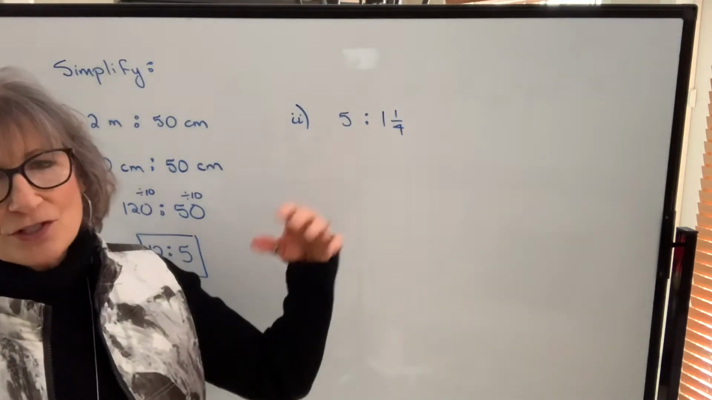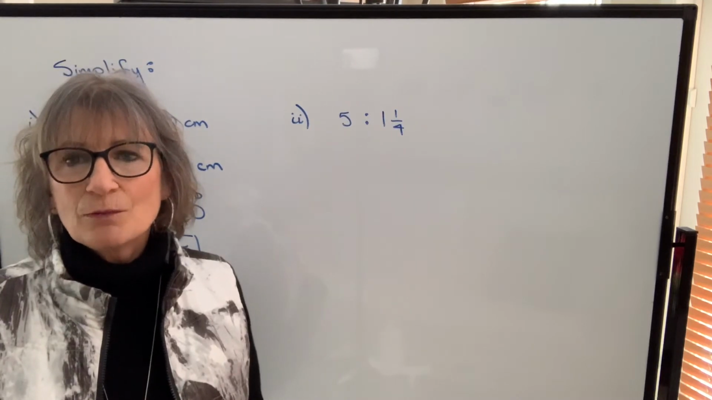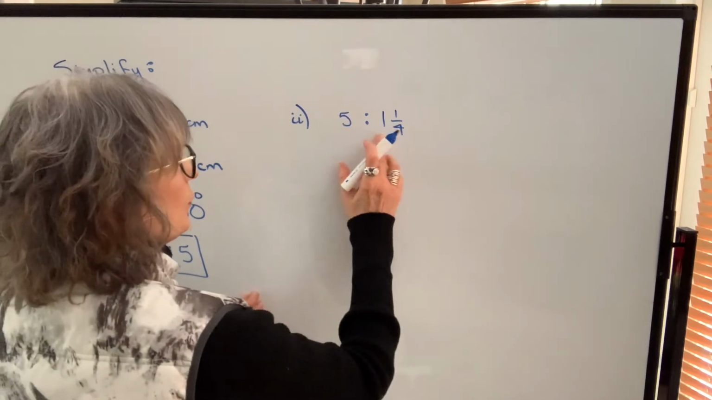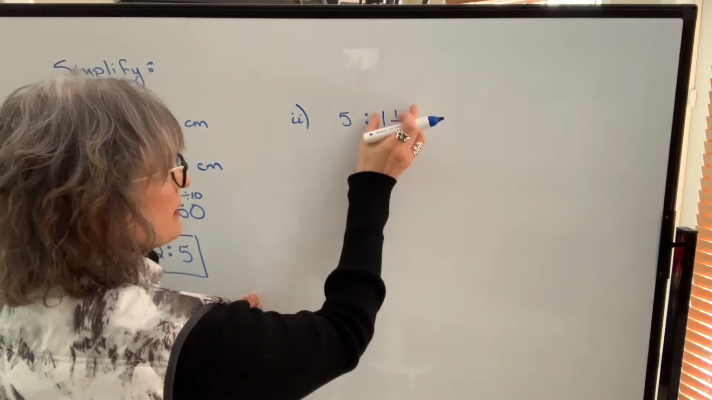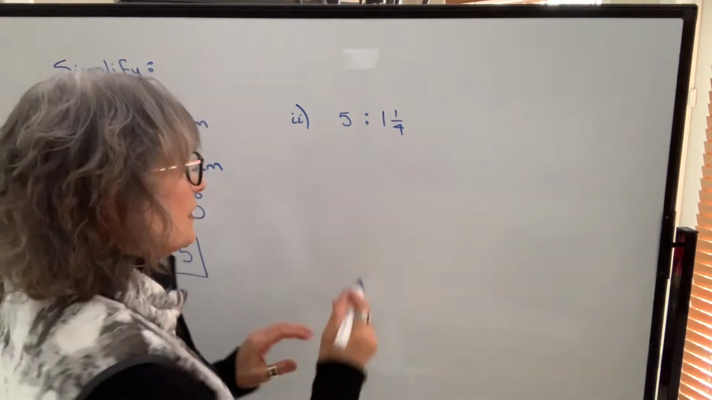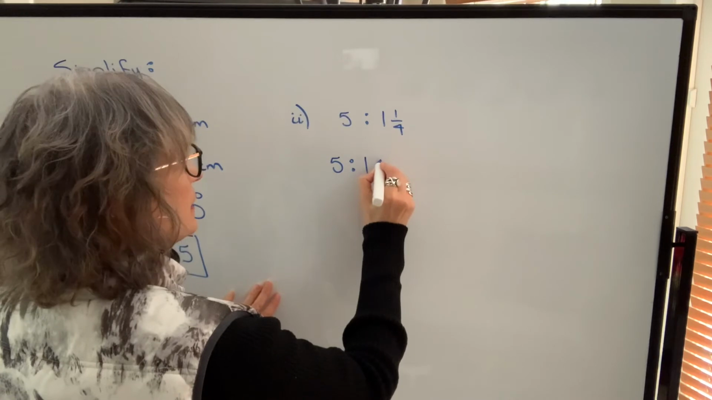If you have fractions or decimals in your ratio, you don't want to leave them there, just like you wouldn't want to leave them in a fraction. So what I'm going to do, in this case, because I can change 1 1/4 to a decimal, I'm going to change it to a decimal. So this would be 5 to 1.25.